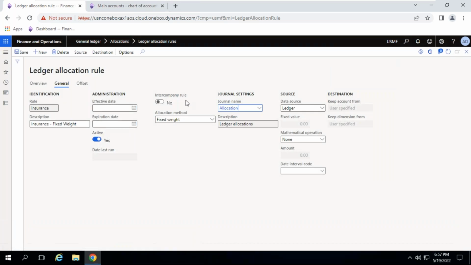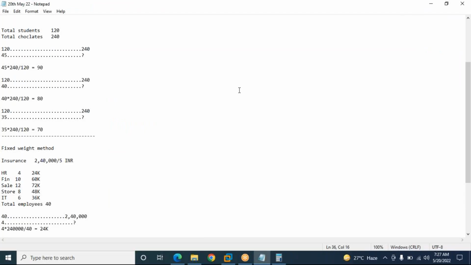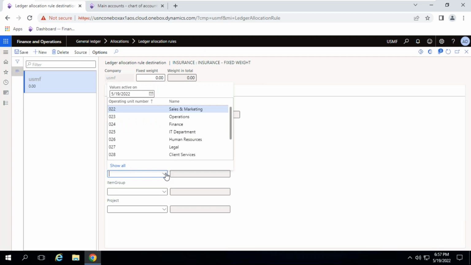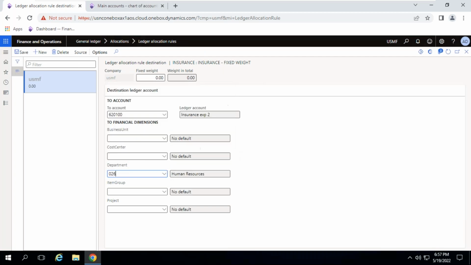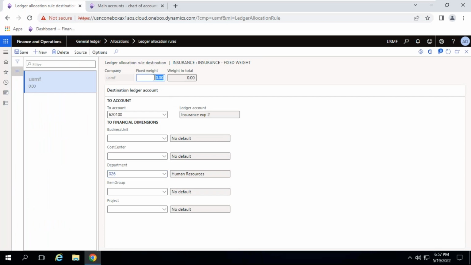(620,100). Next, destination. Click on new and 620,100. So the first department is HR department. Let me verify HR department. Human resources. So how many people are there? It is 4 members. I'm entering fixed weight 4 members.